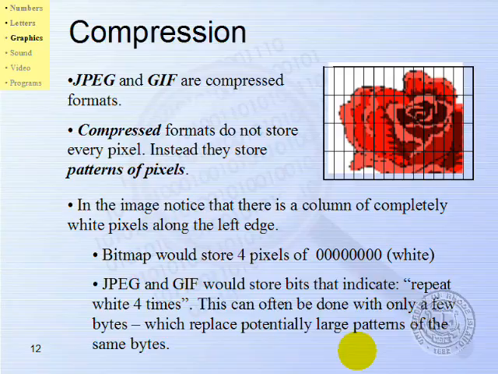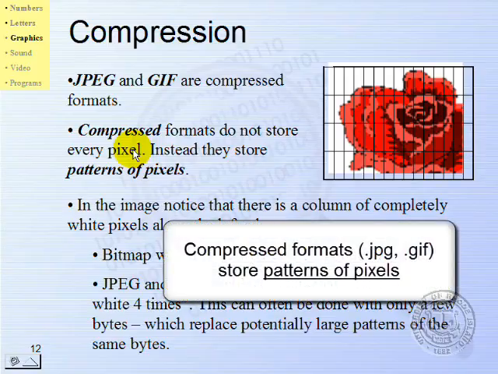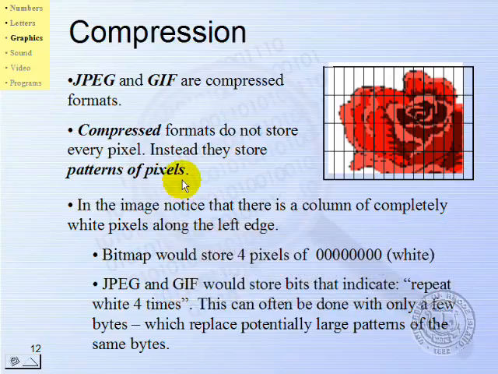Both JPEG and GIF are what are called compressed formats. Compressed formats do not store every pixel. Instead, compressed formats store patterns of pixels. That's important, so I'll say it again. Compressed formats, like GIF and JPEG, do not store every pixel. Instead, they store patterns of pixels. Let's see an example. Notice the image of the rose and the hashing superimposed over it.